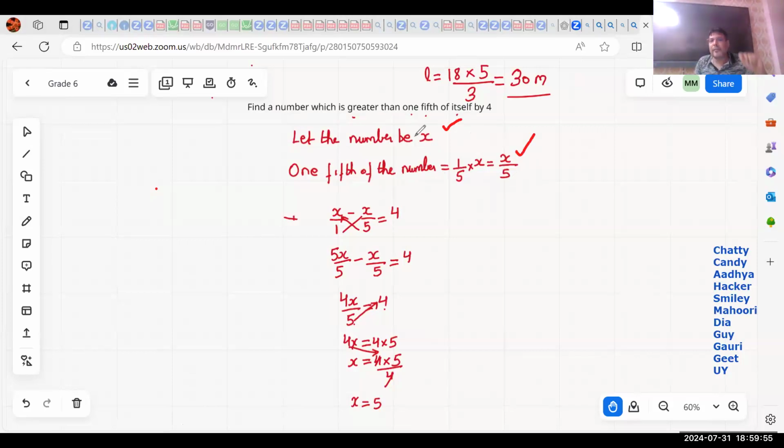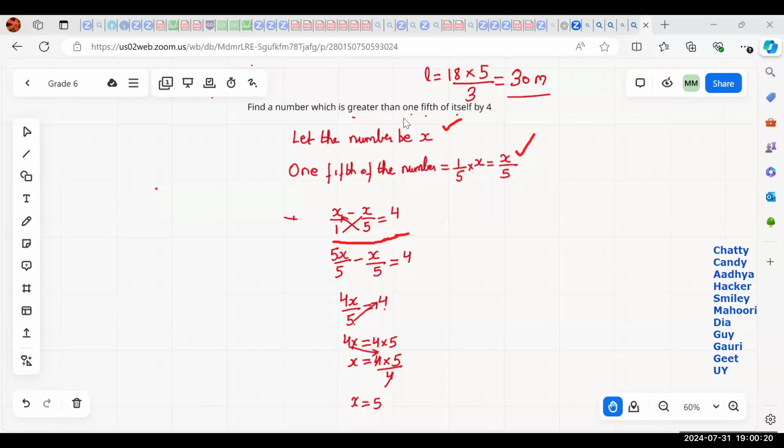Matlab, if you subtract 1/5 of the number from the number, you will get 4. This point is clear. Not really, sir. Beta, if I tell you you are greater than your brother by 4 years, your age minus your brother's age will give you 4. Yes, sir. So here the number is greater than 1/5 of itself by 4. So the number minus 1/5 of itself will give you 4.